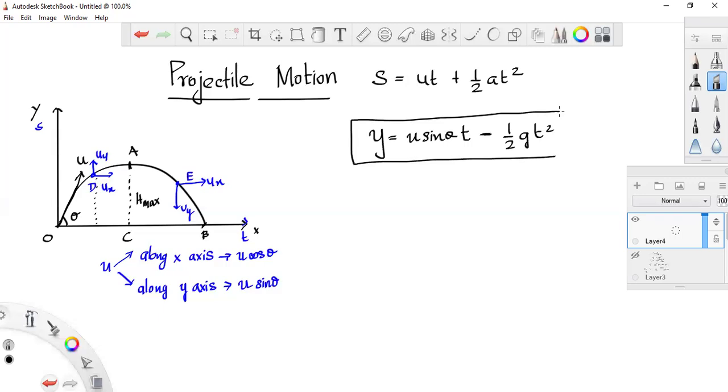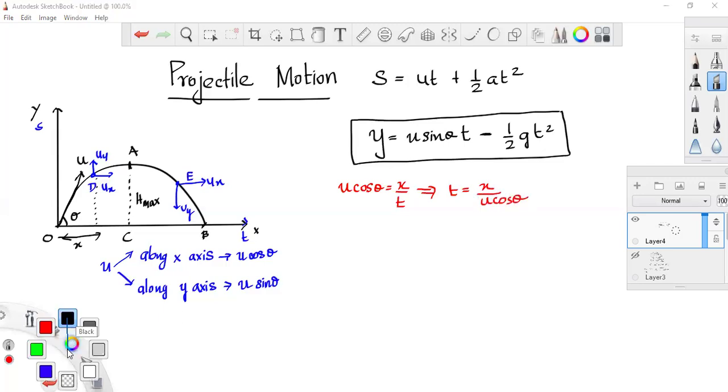Now I don't know the value of t. So to find the value of t, let this distance be x, the distance traveled along the x-axis. So we need to find this distance x. I am going to use the horizontal velocity formula. Horizontal velocity, you know, is u cos theta. Velocity is nothing but distance traveled by time taken. So from this data, the formula for time is x by u cos theta.